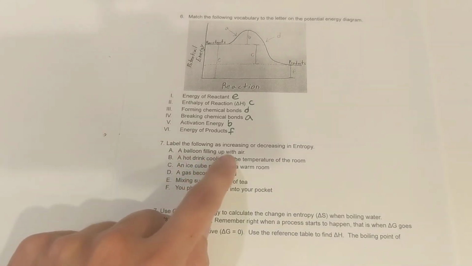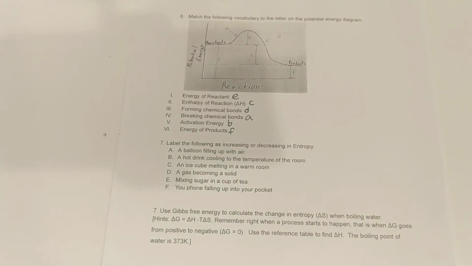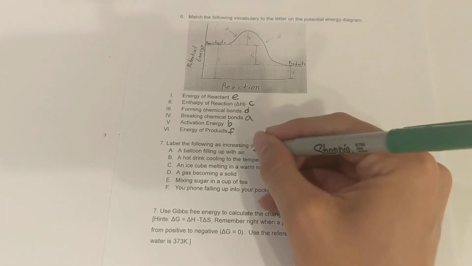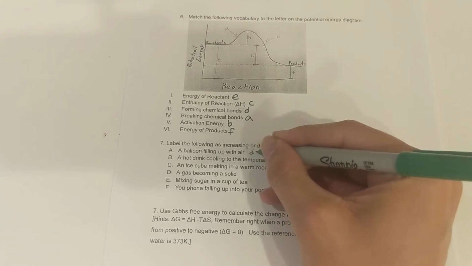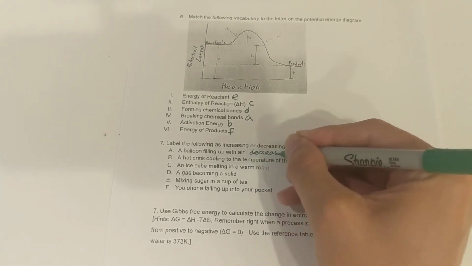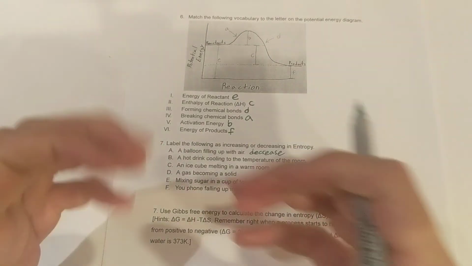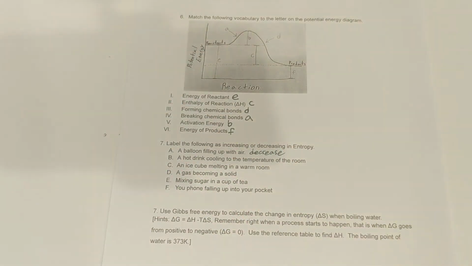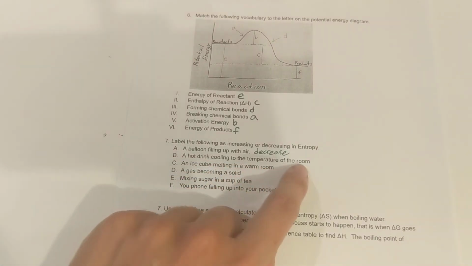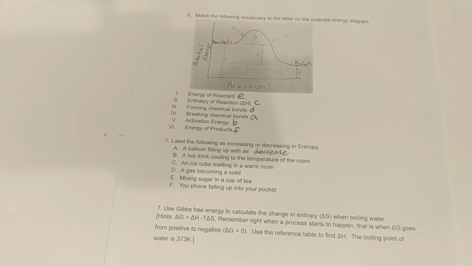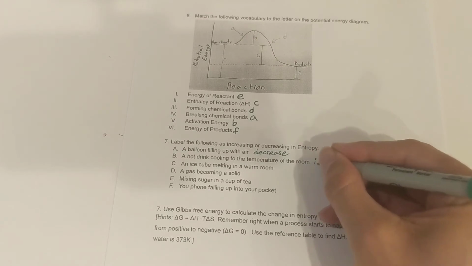So when a balloon fills up with air, that won't happen by itself. Normally balloons empty of air. That's what they want to do. So when a balloon's filling with air, that needs added energy, that would be a decrease in entropy, because that balloon now that's filled has a large amount of energy and the surrounding has a little bit of energy. So it's creating more of an energy imbalance. A hot drink cooling to the temperature of the room. That naturally happens over time. And that is a great example of spreading energy out, which is increasing the entropy. So this one will be an increase.